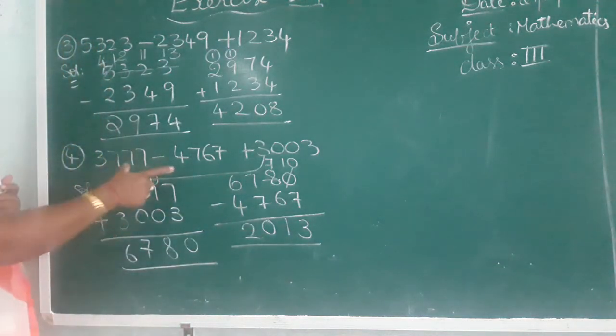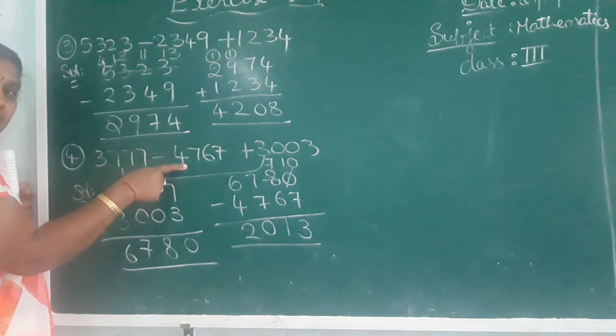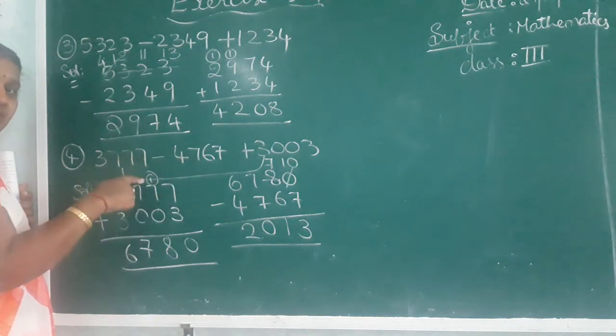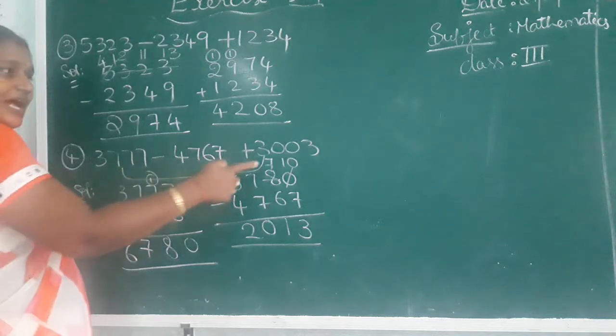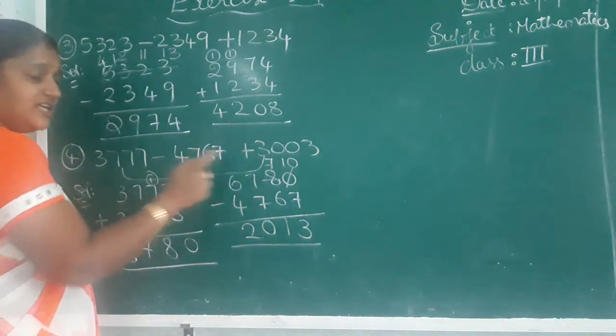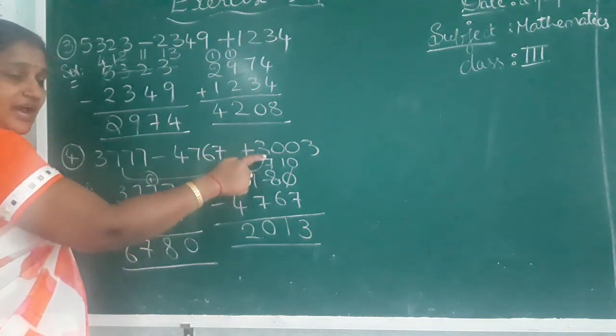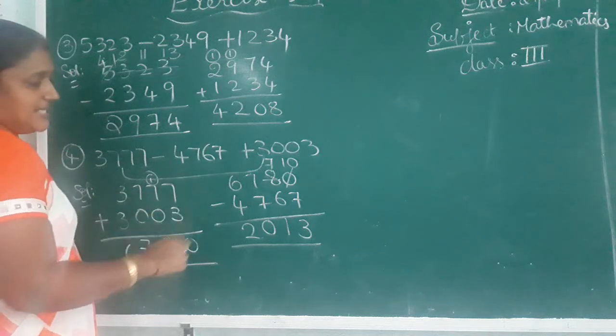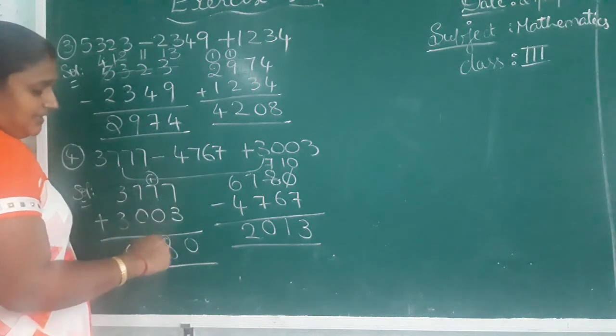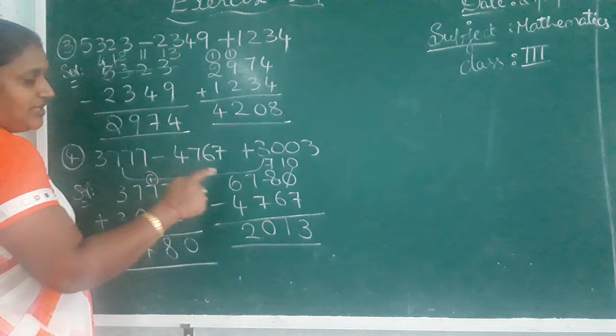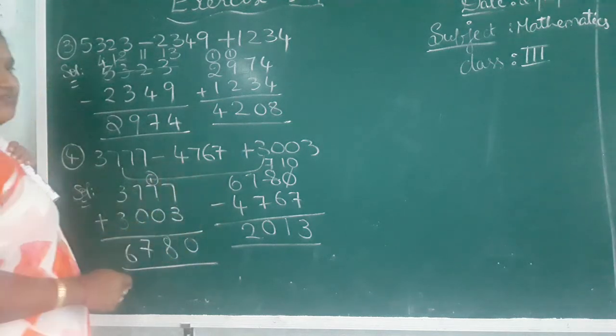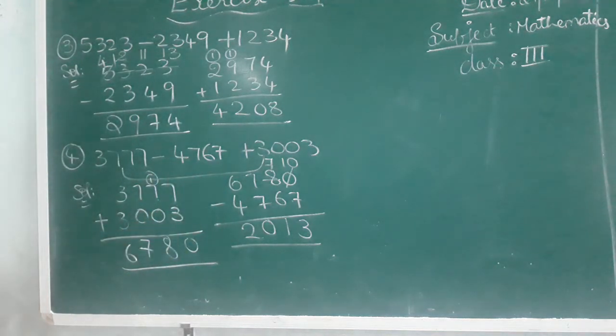If you do this subtraction directly, it's not possible to subtract 4,000 from 3,000. So that's why I added the last number, which was given as plus. First you have to add these two, and then subtract from that answer. Whatever answer you get, from that you have to subtract this number. First addition and then subtraction. See the next one, children. Fifth one.